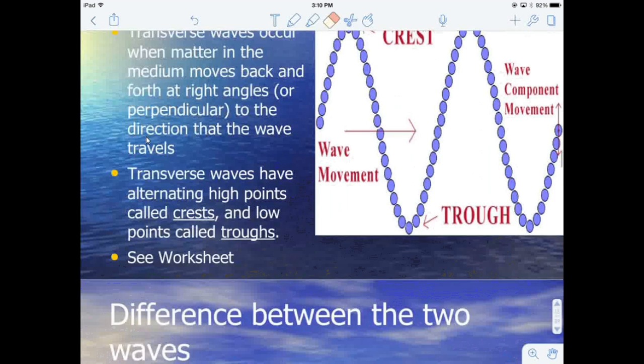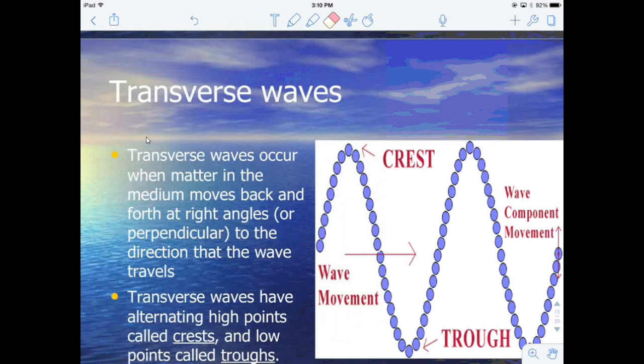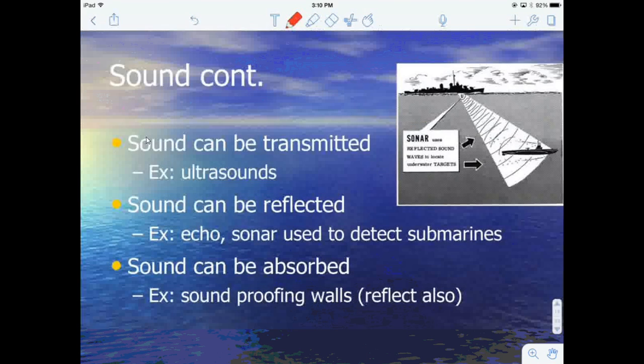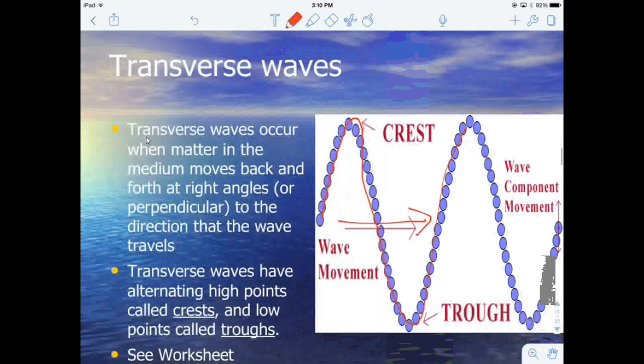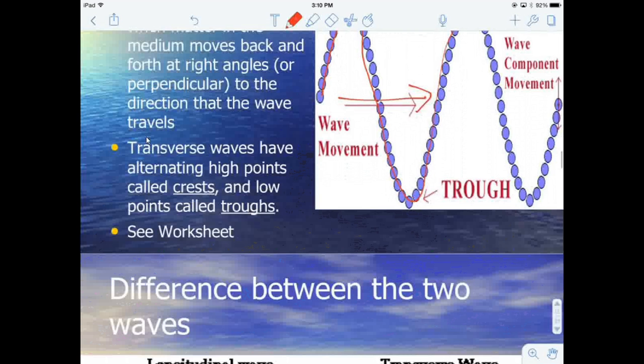Transverse wave is what I talked about. In a transverse wave, instead of the medium moving back and forth in the same direction, which is what happens in a compressional wave, the medium moves up and down at right angles to the direction. So the wave is traveling this way, but the medium moves up and down, at right angles to the direction the wave is traveling. In a compressional wave, the medium is moving in the same direction as the wave. The medium and the wave are doing the same thing.